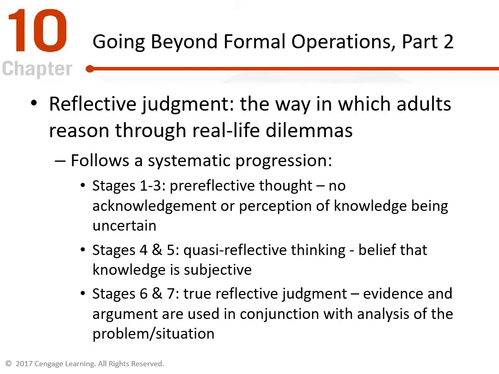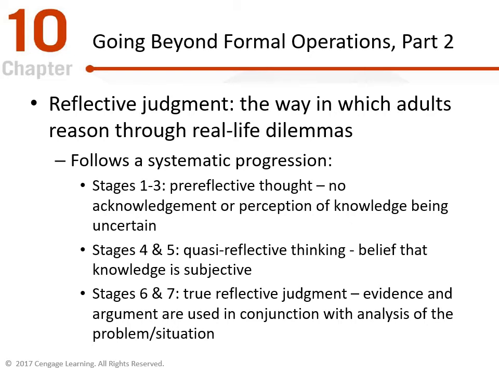Stages 4 and 5 is quasi-reflective thinking, and that's the belief that knowledge is subjective. So what that can mean is that nothing can be known for certain, and conclusions are based on the situation and evidence, and each person is entitled to their own view, and that you cannot force opinions on others. So that's that quasi-reflective. Knowledge depends on who you're getting it from, and everybody's going to have a different perception.